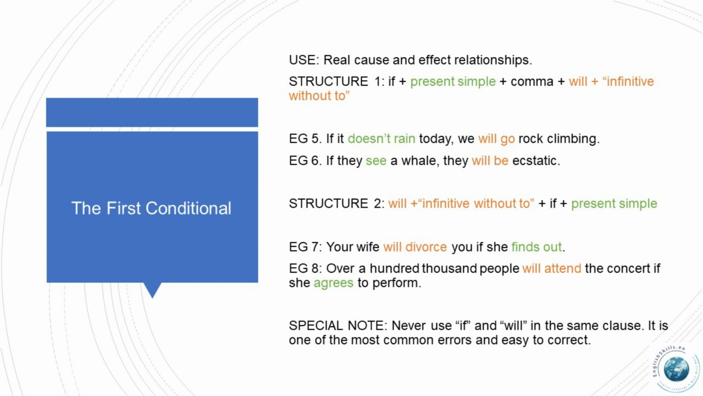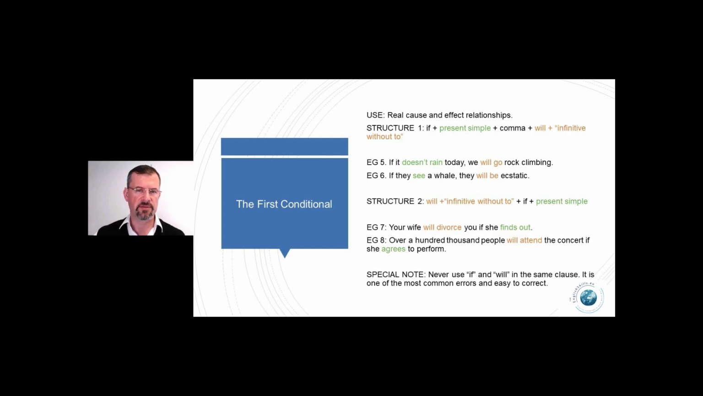A special note, we never use if and will in the same clause. This is probably the most common mistake that you'll hear with the first conditional. If I will, then I will. No, we do not put will there. We put the will in the result clause. We keep it separate from the if. Likewise, in the next conditional, we do not say if I would, I would. No, just keep it if and keep it separate.